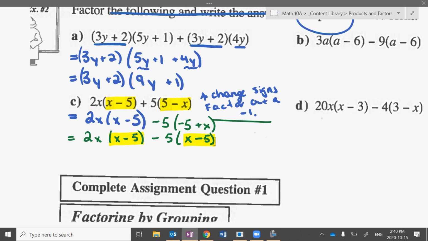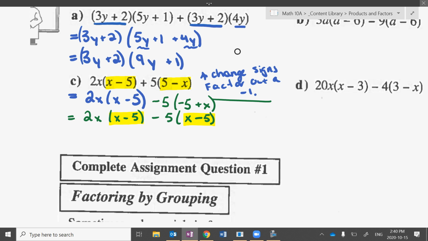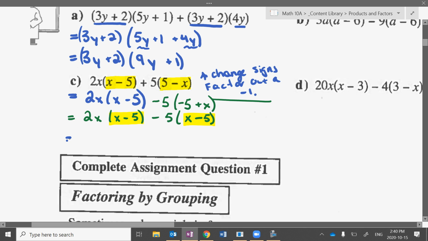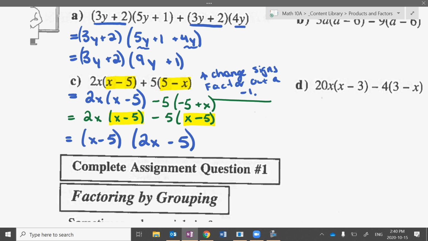No, because in the typed line of the question in my first line, 5 times 5 is 25. Negative 5 times negative 5 is still 25. So my value has not changed. The appearance has, but that then allows me to factor this properly. So then I can factor out that x minus 5, and I'm left with 2x minus 5. So that change in the sign ends up being a big deal, but it's a hard thing to remember to do a lot of the time.